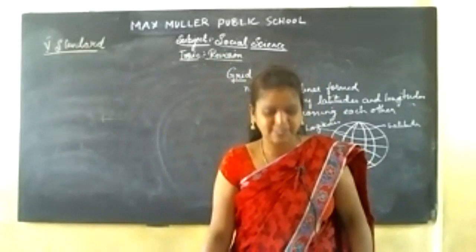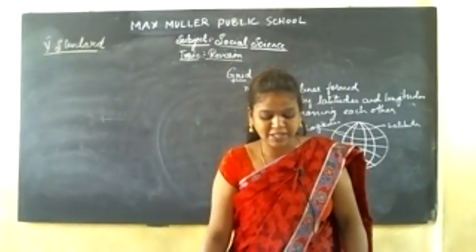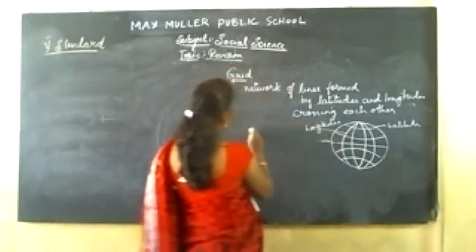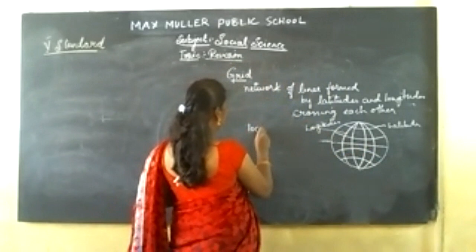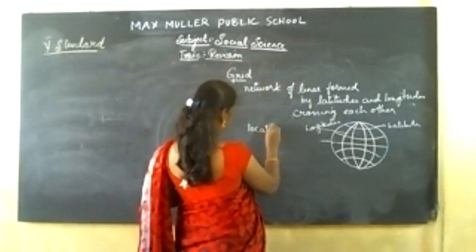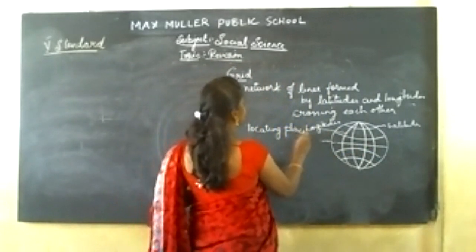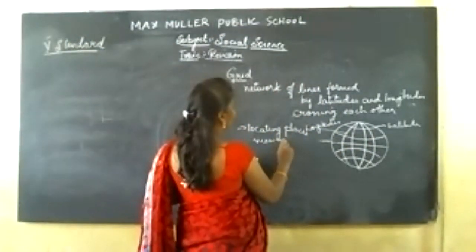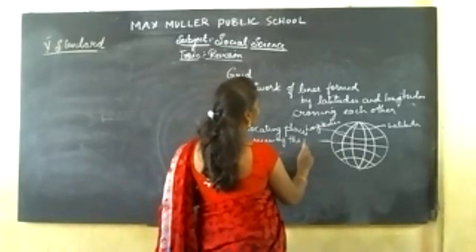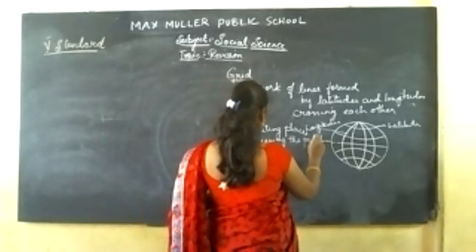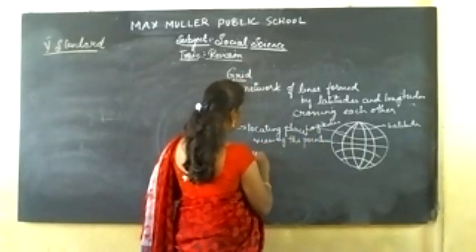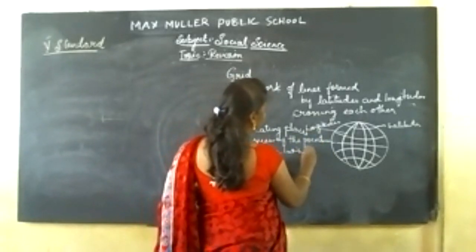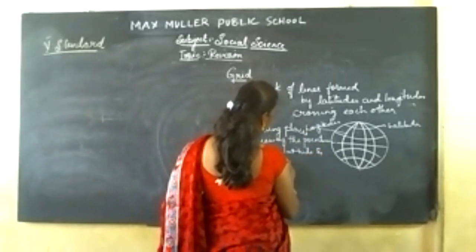What is the help? How does the grid help us? It helps us in locating places. It just helps in locating places, by viewing the point. By viewing the point, you can locate the places easily, where the latitude and longitude meet.